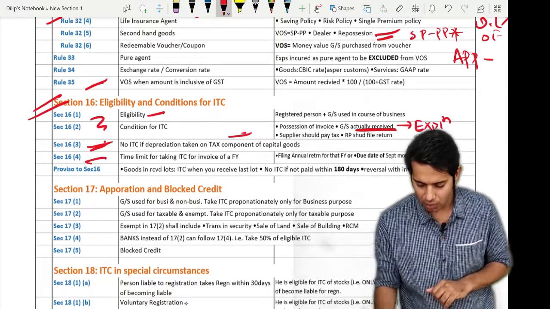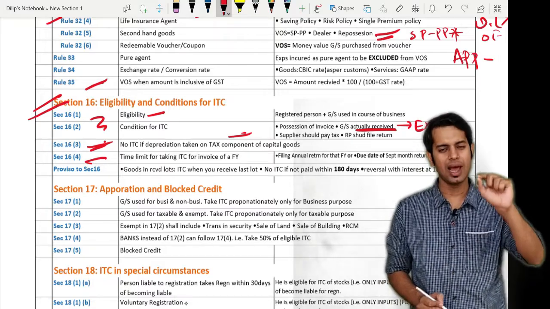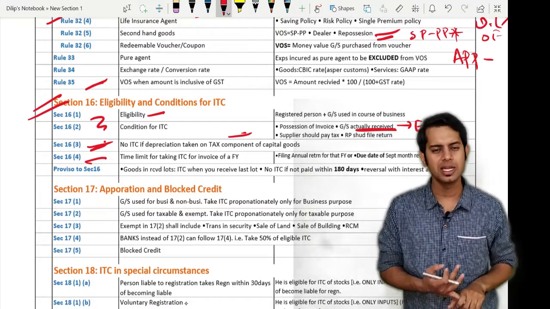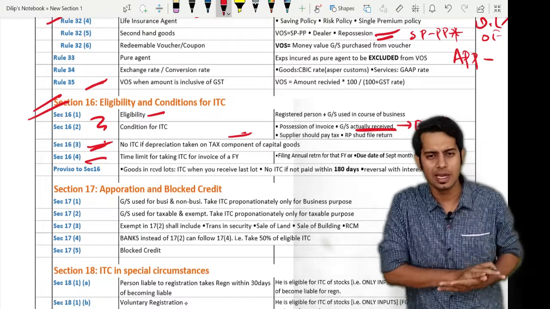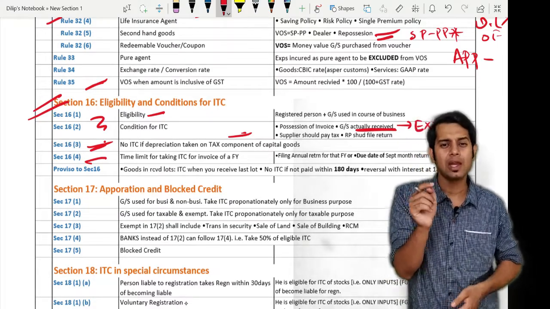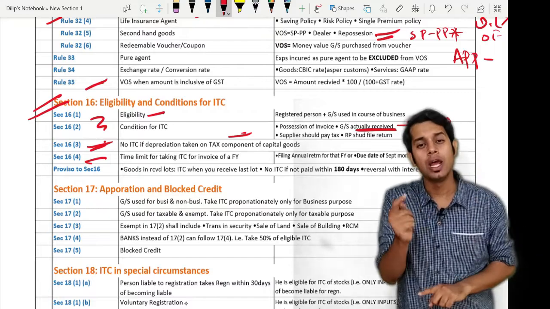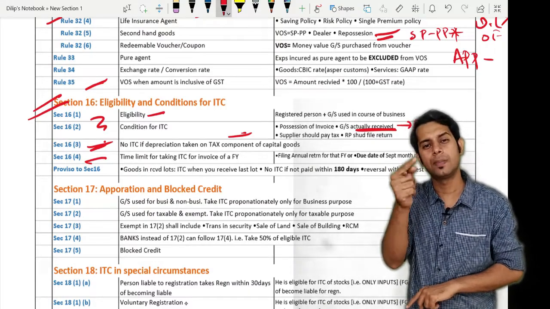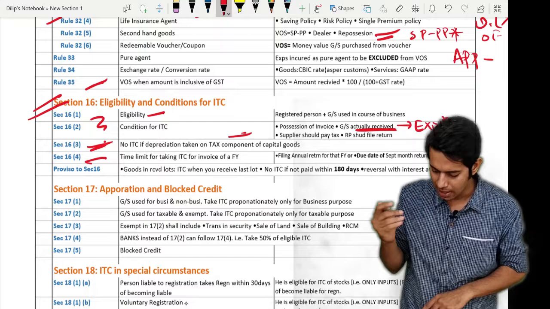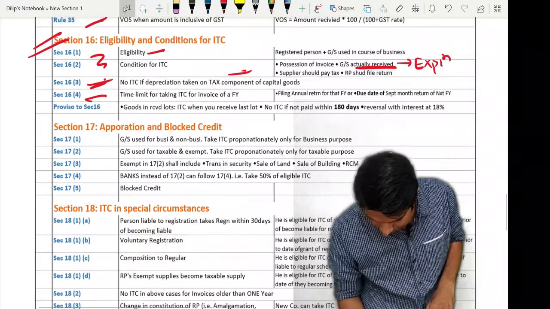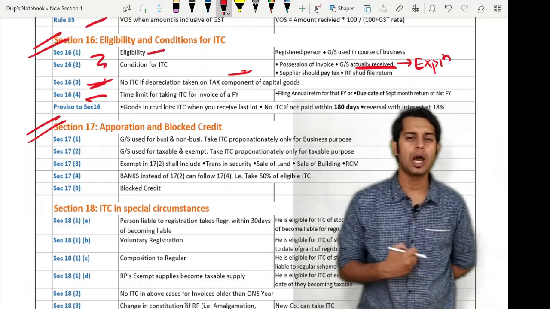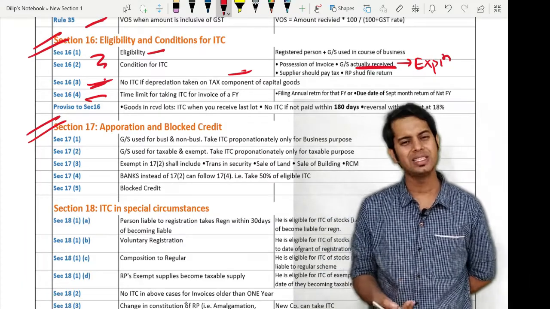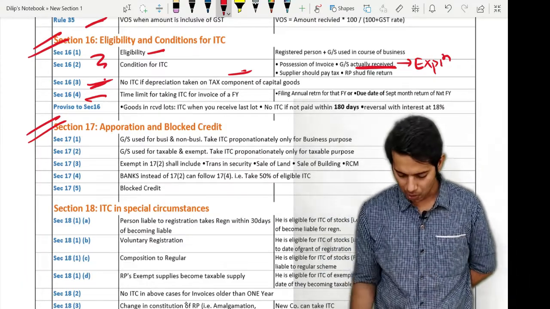Section 16 also says that the last day to take input tax credit for any invoice pertaining to a financial year is the date of filing the annual return for that financial year, or the due date of filing the return for the month of September of the next financial year, whichever is earlier. Then section 17 talks about apportionment of ITC, apportionment of credit, and block credit.